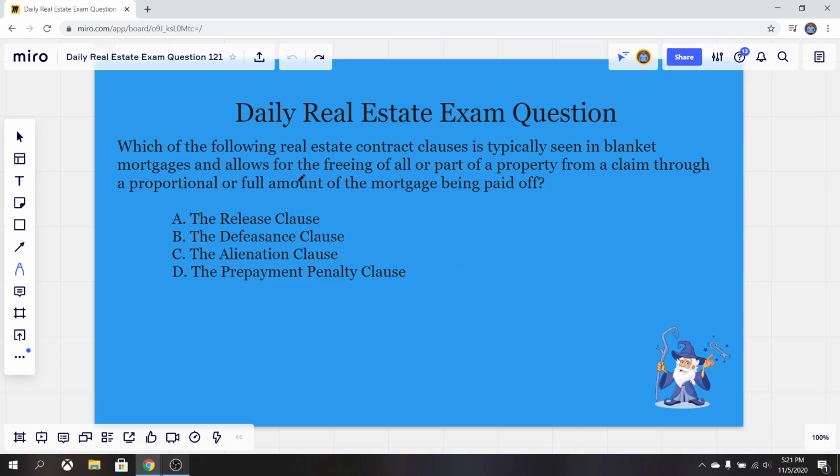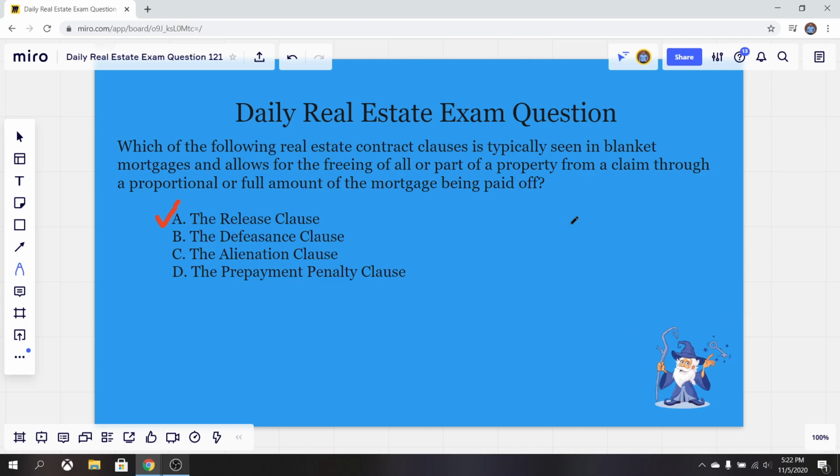All right, so hopefully you guys came up with your answer, and of course, hopefully it was the correct one. So what is the correct one? Well, the correct answer for this one is A. It is the release clause. So what is the release clause? Well, the release clause, also known as the buyout clause, is a contract provision typically in blanket mortgages that allows for the freeing of all or part of a property from a claim through a proportional or full amount of mortgage being paid off. So what does that mean?